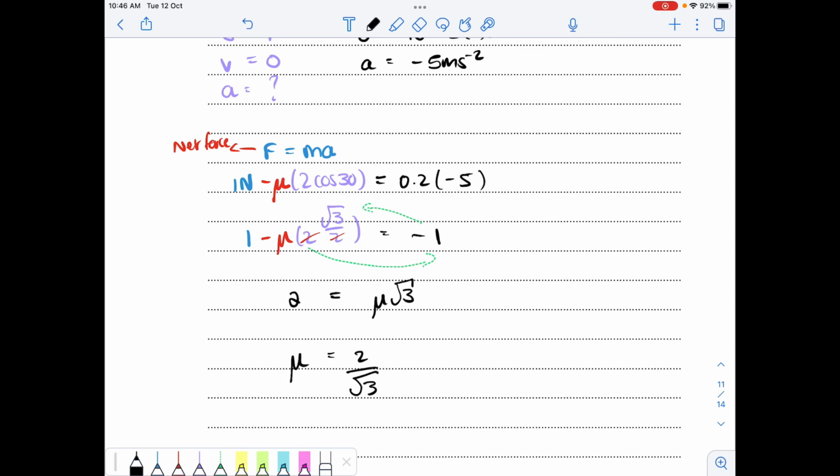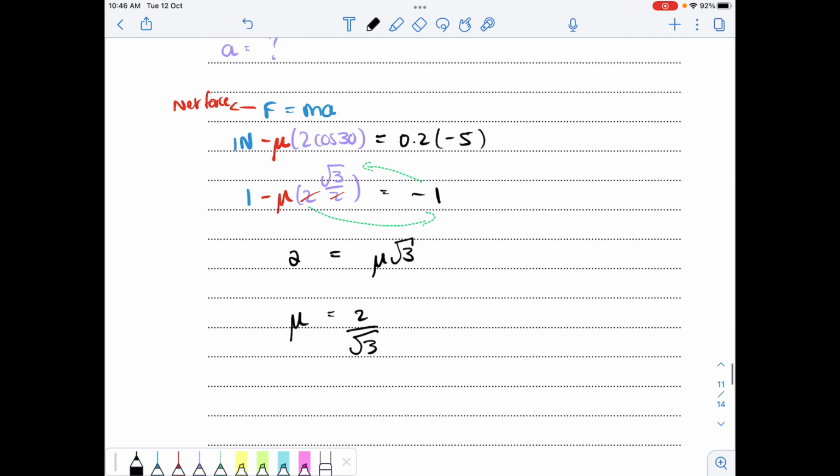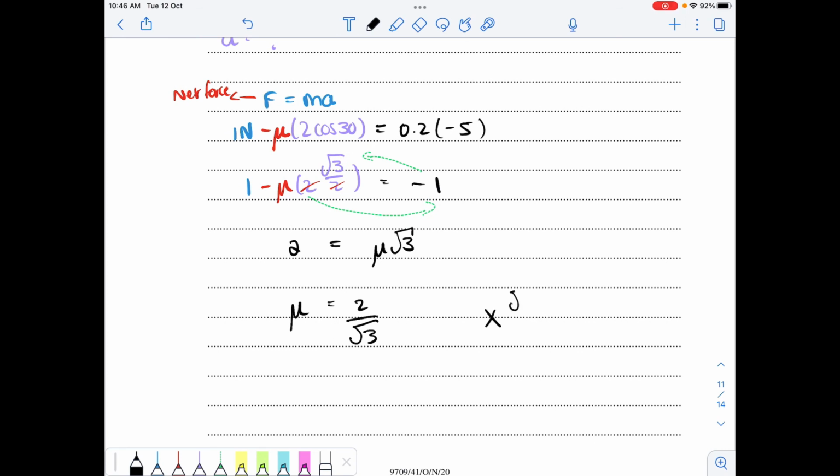We can go one step further if we want. We don't have to, but we can also rationalize the denominator if we want. So to do that, what we would do is multiply by square root 3 on square root 3. And this would give us 2 square root 3 on 3. So both answers perfectly acceptable.